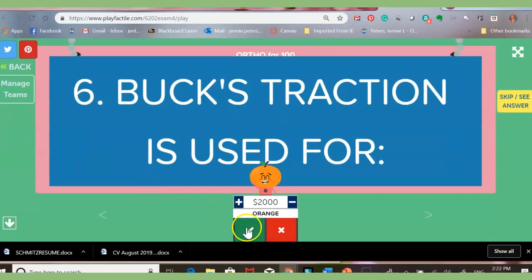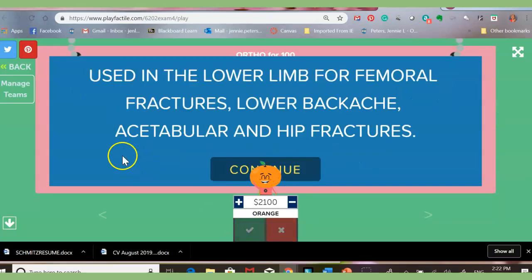All right, Buck's traction. What's Buck's traction? Buck's traction is used in the lower limbs, for femoral fractures, lower back aches, acetabular and hip fractures. Back in the 90s, we had so many patients in for chronic, it's called intractable lower back pain. They would be in for 5 to 6 days with traction.